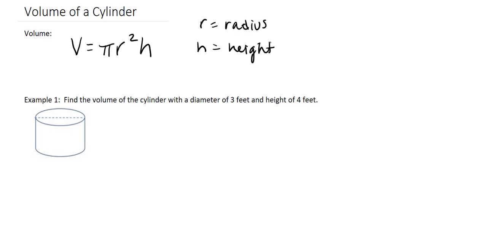So we're going to find the volume of the cylinder with a diameter of 3 feet and a height of 4 feet. So this is 3 and this is 4. If we're going to find the volume, which is pi, radius, well, 3 divided by 2 is 1.5, squared, times our height, right, which is 4.